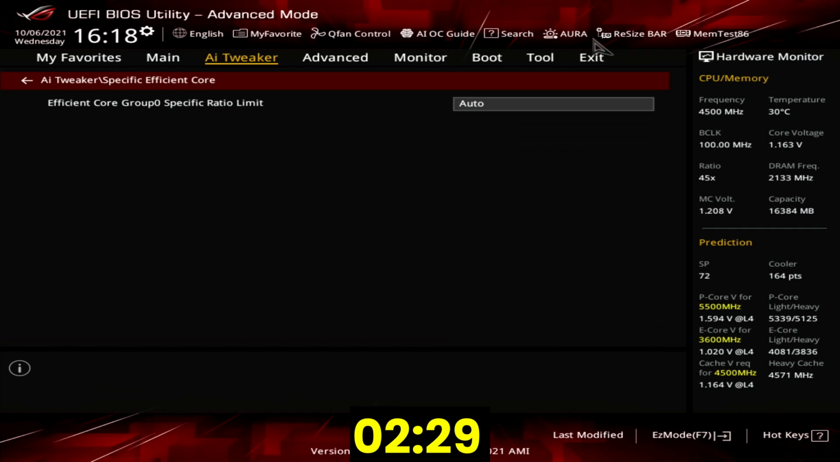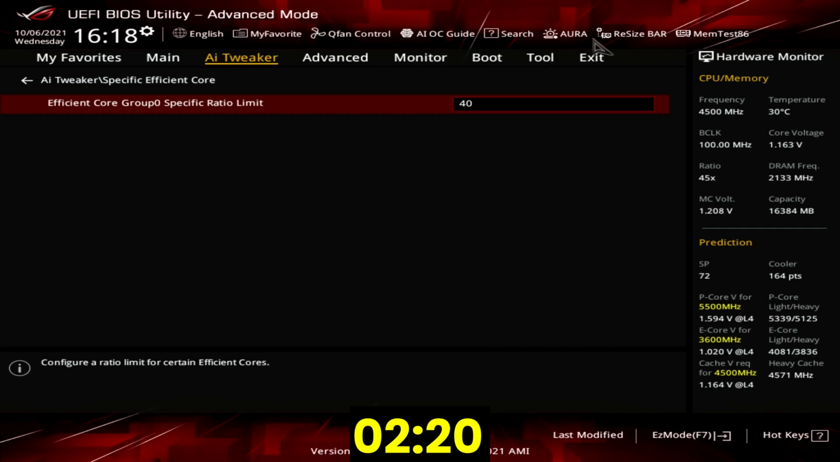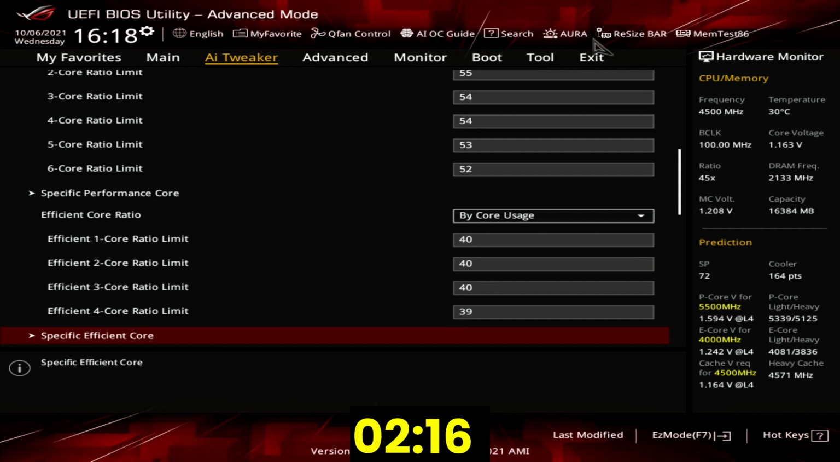Enter the Specific Efficient Core submenu. We will, pro forma, set the E-core cluster maximum ratio to 40x. Set Efficient Core 0 Group 0 specific ratio limit to 40. Leave the Specific Efficient Core submenu.